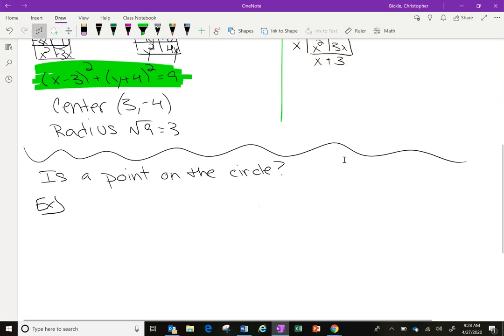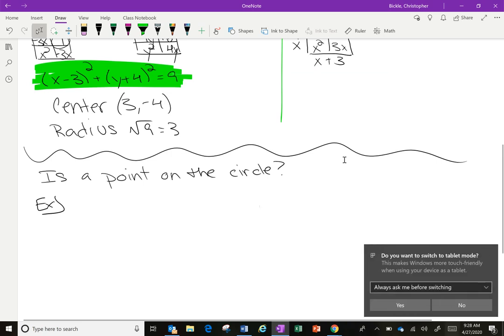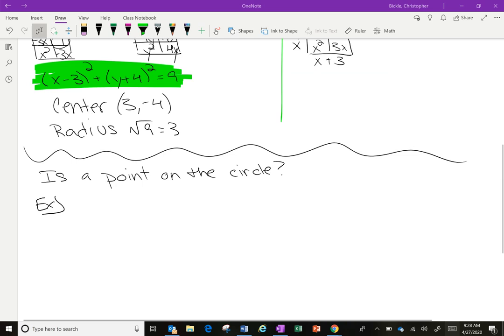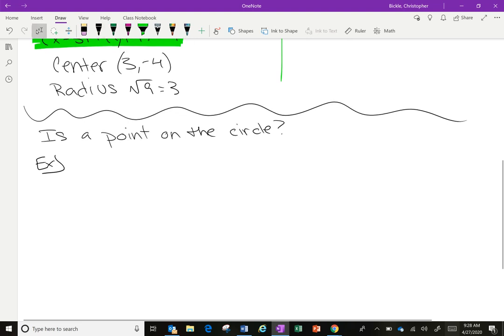Okay, so back to this. Our last question was: is a point on a circle? When we're trying to determine that, we're going to look at circles that are centered at the origin. So our first example is a circle centered at 0, 0, centered at the origin. Our circle is going to have a radius of 10.